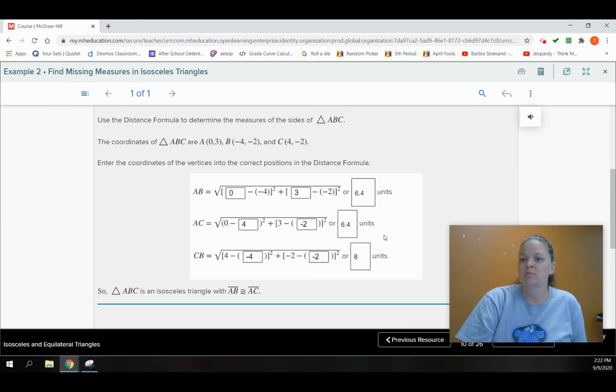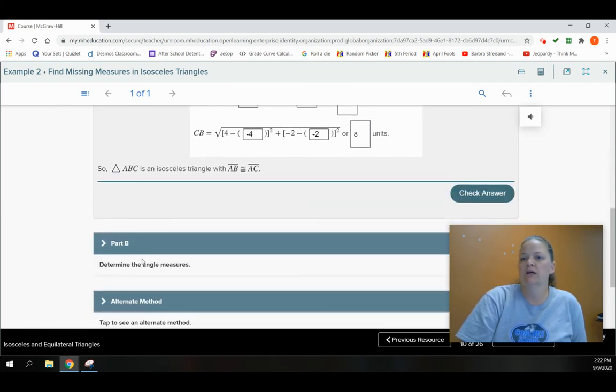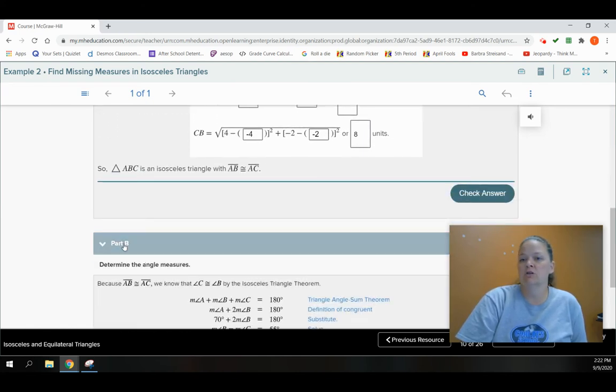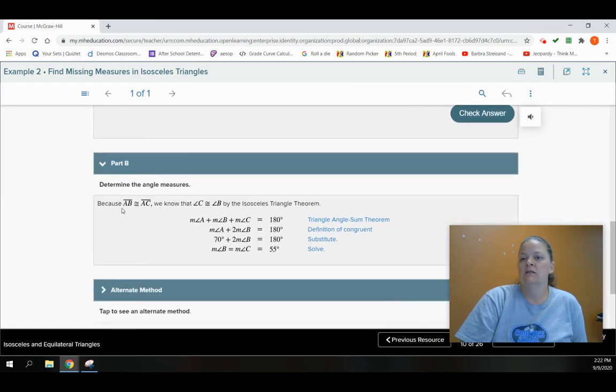Okay, so that's the first part. The next part is to determine the angle measures. Well, because AB is congruent to AC, we know that angles C and B are congruent to each other because of the isosceles triangle theorem that we did in the last example, last video. All three of them have to add up to 180 degrees. We know that because of the triangle sum theorem.